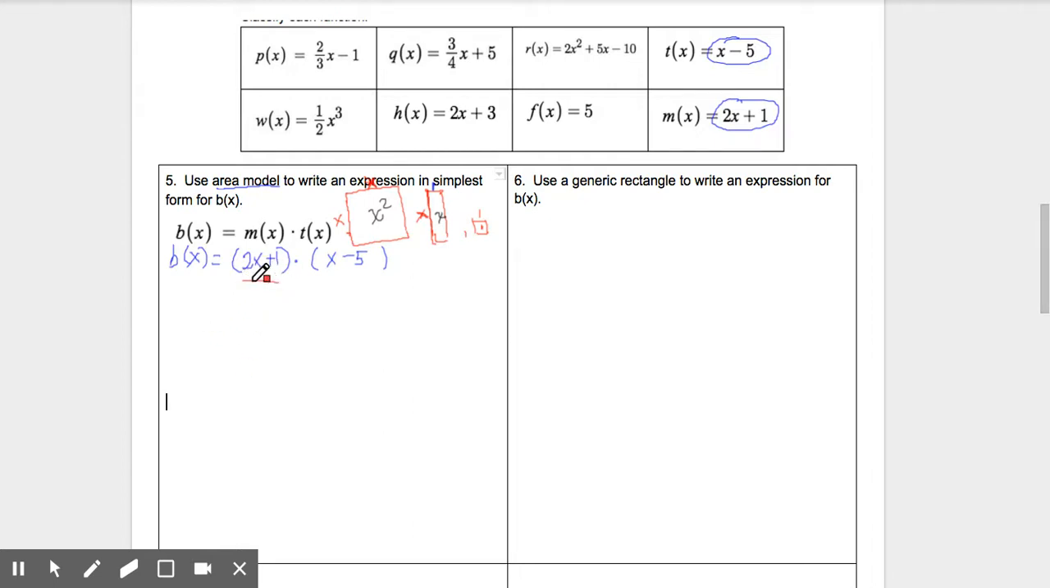So in order to make a rectangle where the length is 2x plus 1, I can use the big square tile. So if I draw one big square tile, I know that the length is x and the width is x. So right now I have a rectangle where the length is x and the width is x. But I need my rectangle to have a length of 2x plus 1. So I need another x to make up the 2x. So that means I need another square tile.